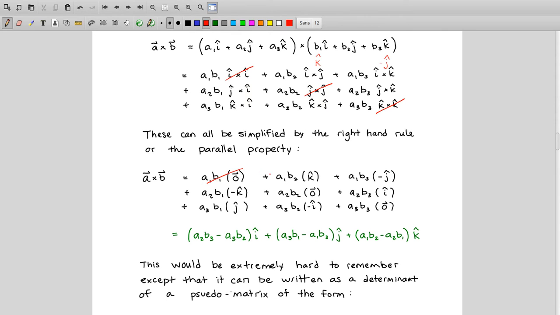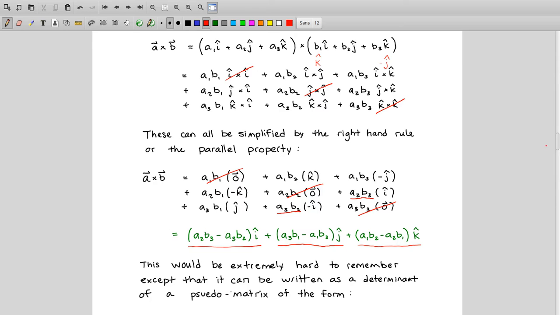We've got some 0 terms that go away, and then we have some common factors. We have an i hat and a negative i hat, so we can collect those, and we get a2 b3 i hat minus a3 b2 i hat in this term right here. Similarly, collecting the j terms and the k terms, we get this long definition of the cross product. If you do it enough, you will eventually memorize this, but it's kind of long and hard to remember. Fortunately, there is a way to make it easier to remember.